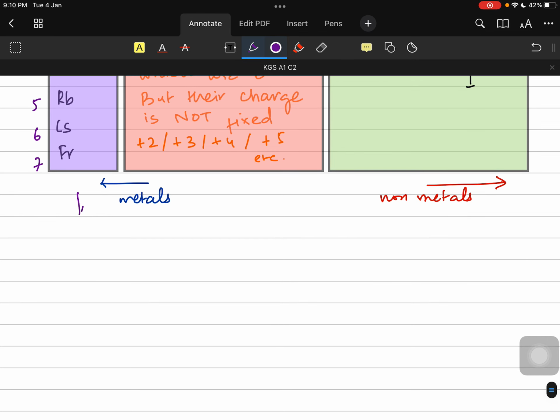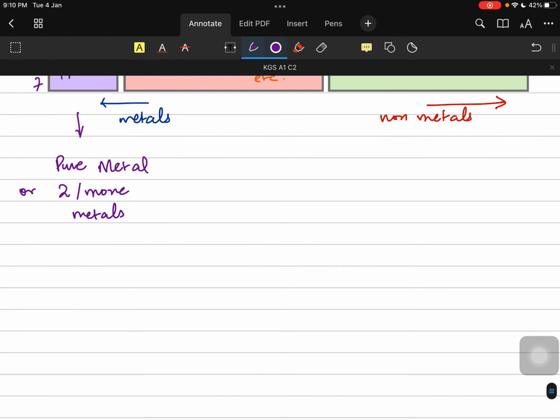you have a pure metal, or two or more metals, when you have only metals, the bonding which is present within the substance, within the metal, is known as metallic bonding. So within a pure metal, even for multiple metals together, the bonding is known as metallic bonding.